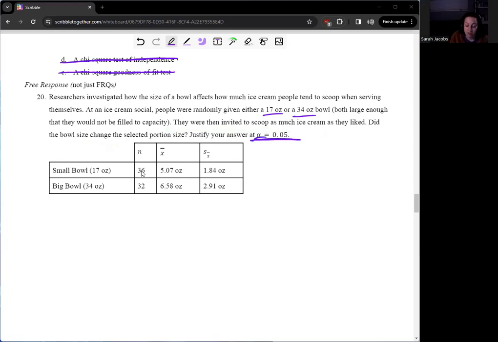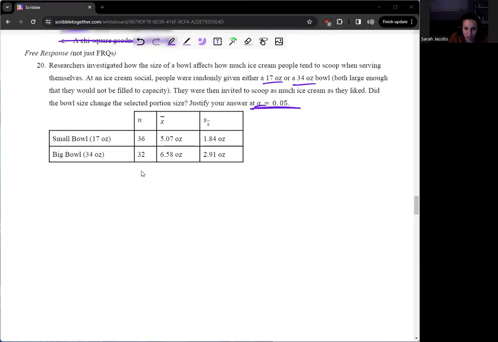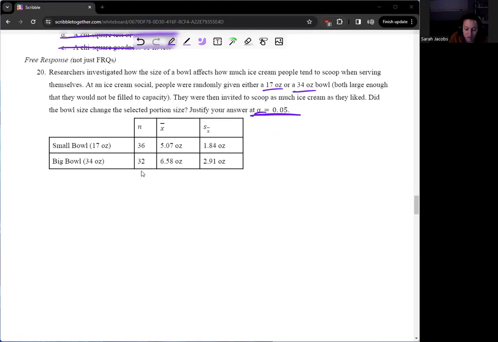Okay. If giving a significance level isn't a hint that you should do a hypothesis test, I do not know what is. Definitely we should be doing a test, even if it just says justify your answer. So it's a hypothesis test. I'll start with our hypotheses.